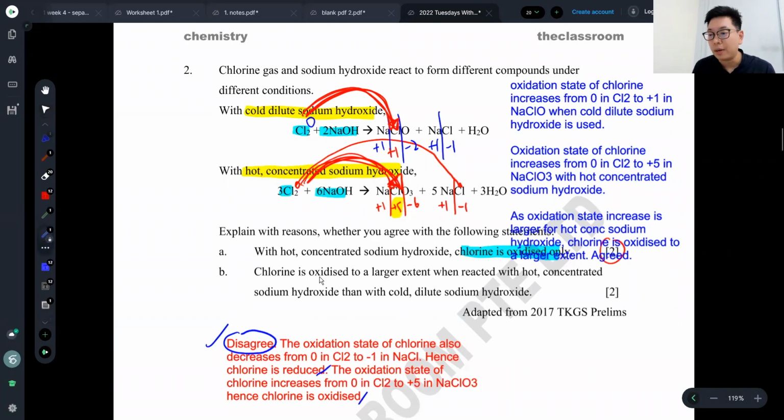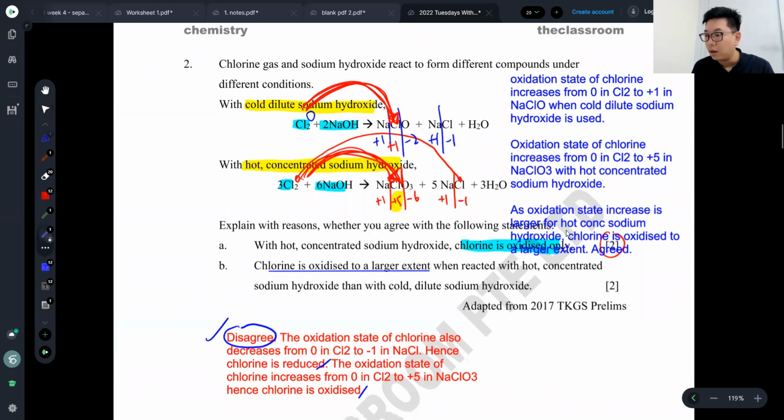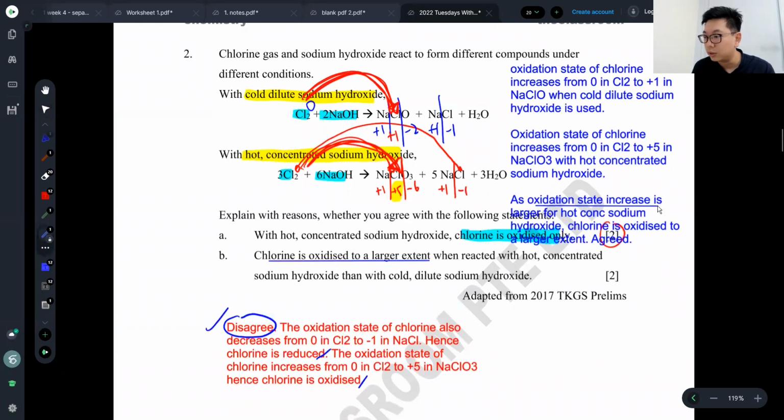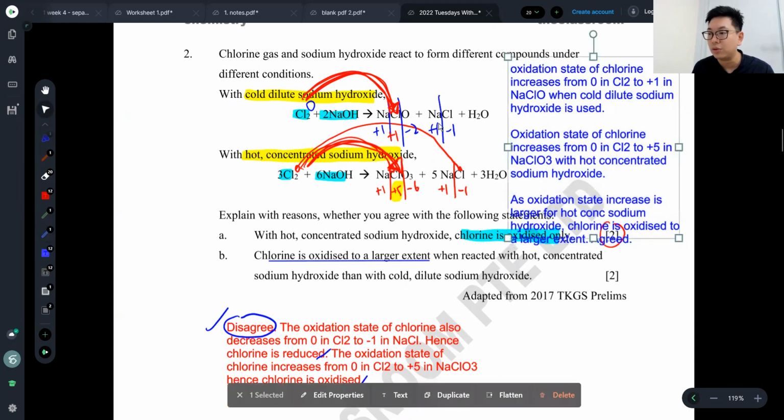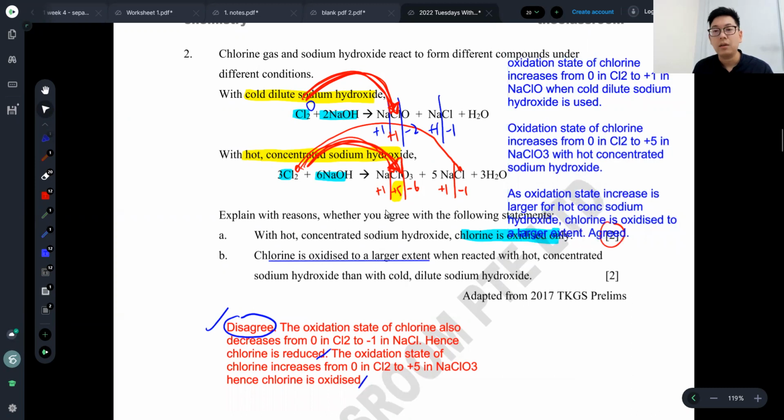I'm literally just copying this, but chlorine is oxidized to a larger extent. How come? Oxidation state increase is larger. All right, I know it's a bit hard to see what I'm doing. Let me try and shift it. I'm basically using the question to answer it back. Okay, so I hope that helps.